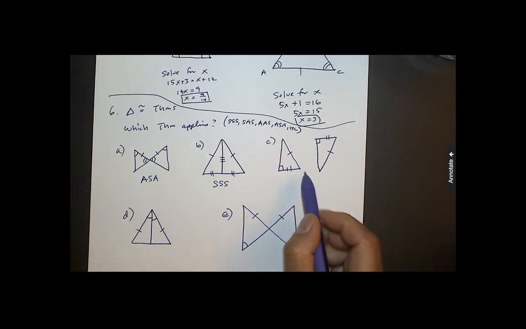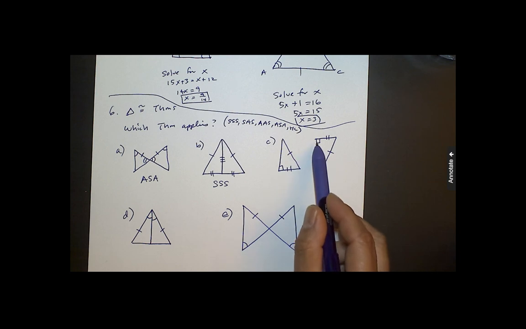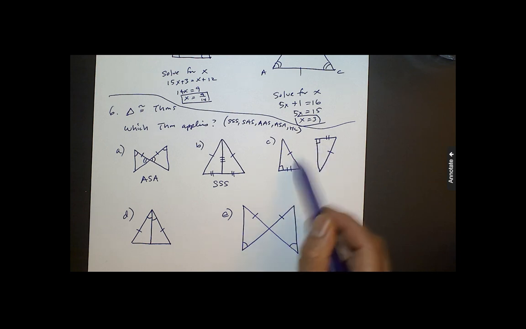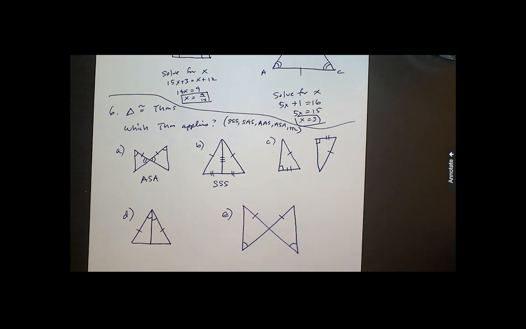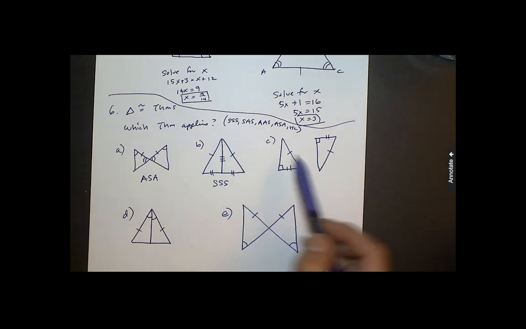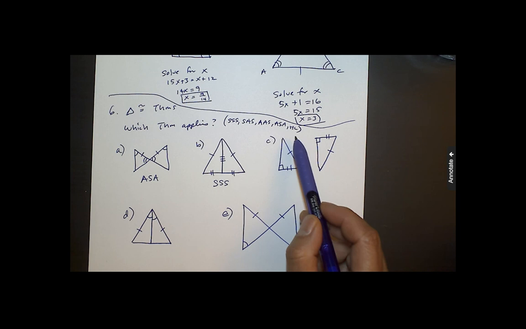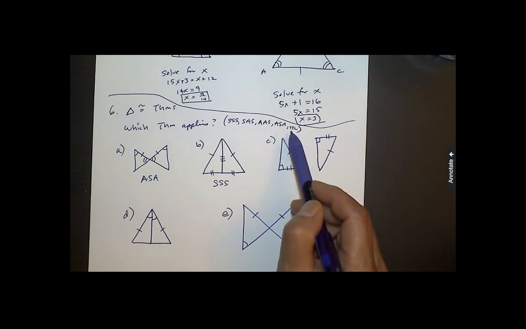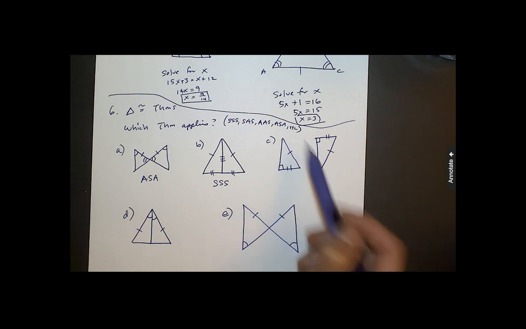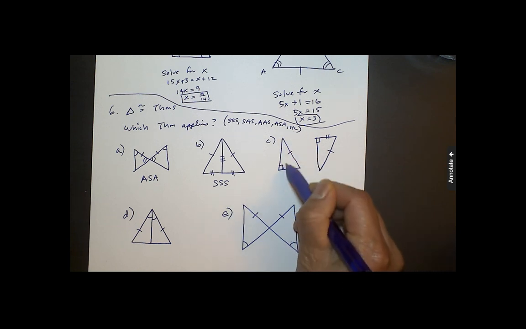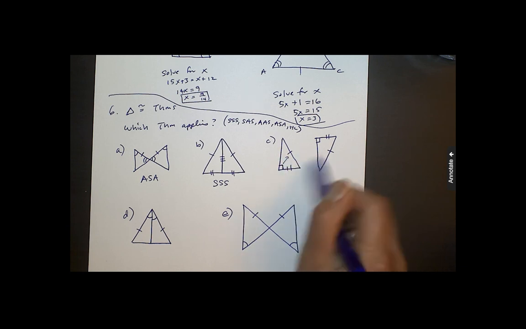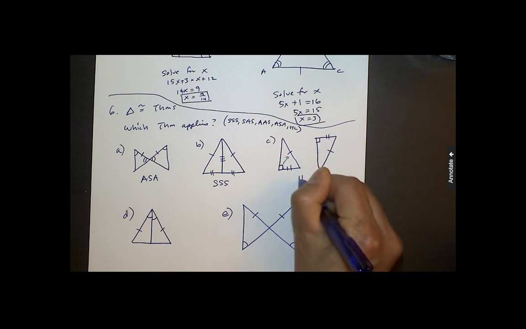How about this one? We have a 90 degree angle, another 90 degree angle, so we have right angles. All 5 of these theorems work for right triangles, but one of these you can only use if you have right triangles, and that's HL. So let's check for HL first. Do we have a hypotenuse and a leg congruent? Here's the right angle, so we know the hypotenuse is the side opposite. That's congruent, and then one of the legs is congruent. So that's HL.